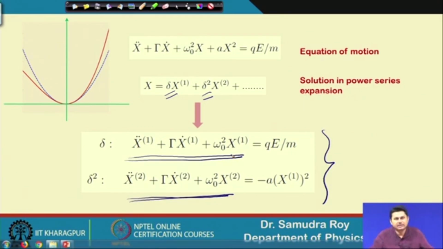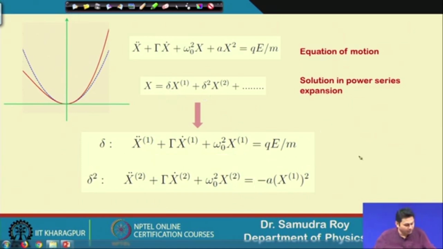x1 is nothing but our fundamental solution in absence of any kind of anharmonic term, and this is the same equation that we have been using for long. So, there is no anharmonic term present here. But for x2, which is interesting, we have a source term, and A is related to the constant that gives rise to the anharmonic term. So, the next thing is to find out the solution of x2.